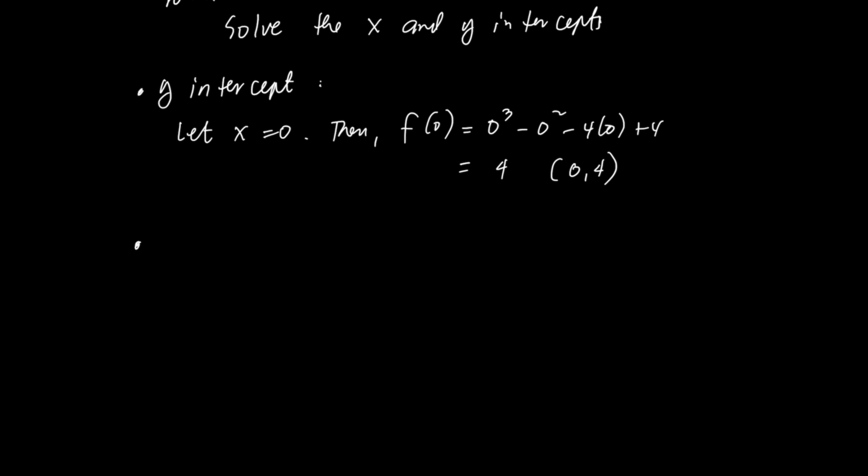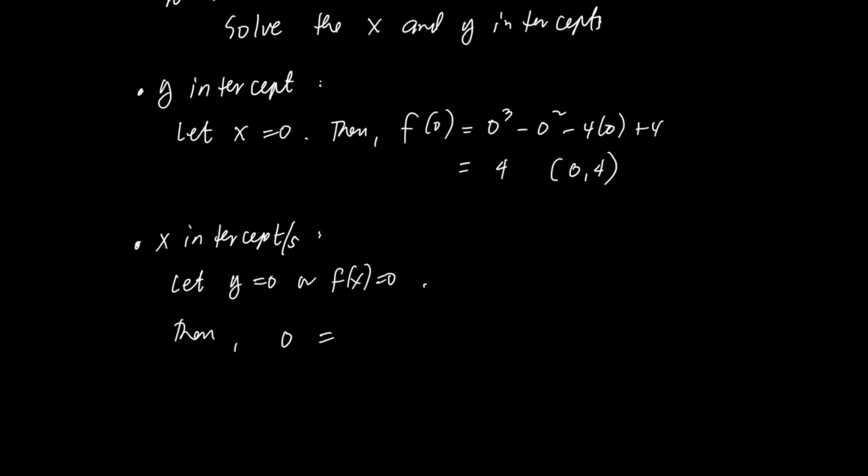Then next is solve for x intercept or intercepts. So let y equals 0, or f of x equals 0. Then we have 0 is equal to x cubed minus x squared minus 4x plus 4. How do we solve this one? We will try factoring, if we could factor this one.